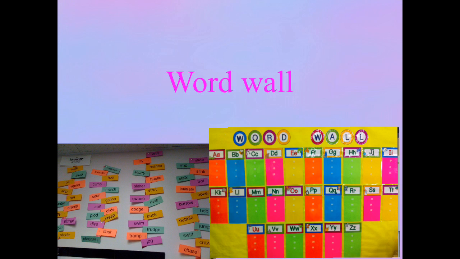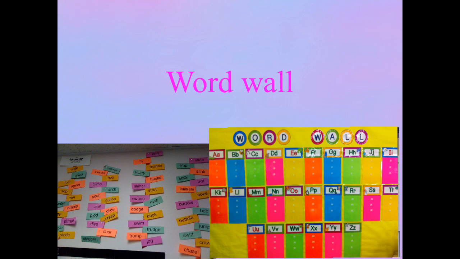Word walls should be placed in a prominent location in the classroom where everyone can see the words. The words should be on colorful cardstock with bold letters. Words should be added gradually, 5 to 10 per week. Remove high-frequency words when they are no longer needed. Be sure to include the 2 levels of words discussed earlier.